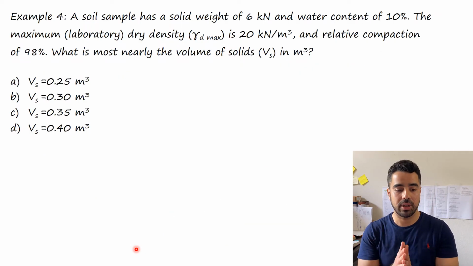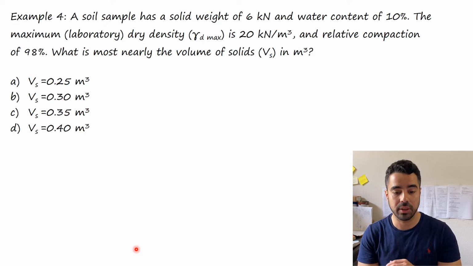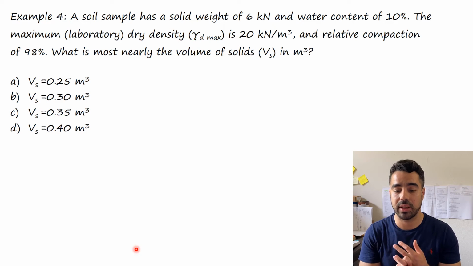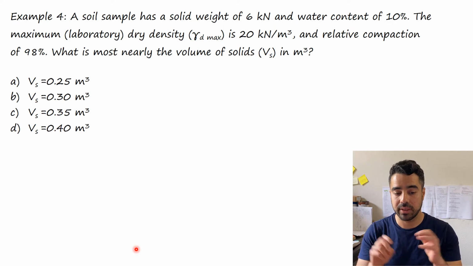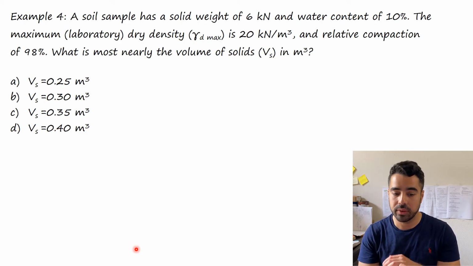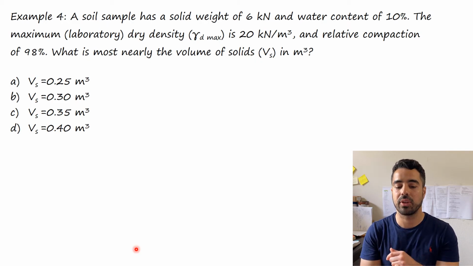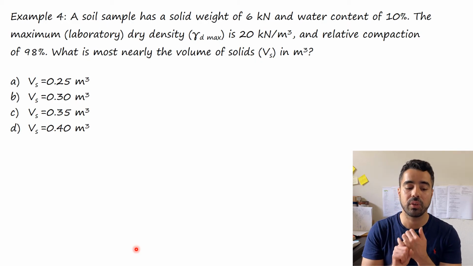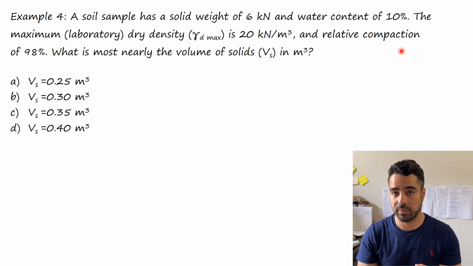So example 4 and the last one. We have a soil sample, solid weight is given 6 kilonewton, water content 10% is given too, maximum or lab dry density is given 20 kilonewton per cubic meter. Relative compaction, this is a keyword, it's 98% and it's given. And then what is most nearly the volume of solids? So we're looking for the volume of solids.